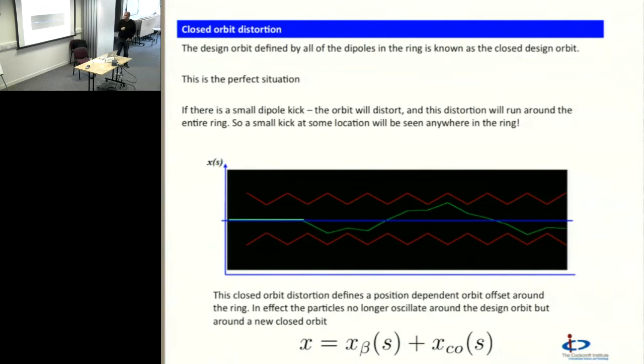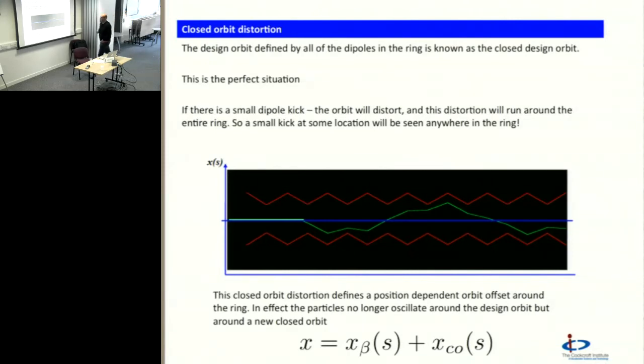That's the perfect situation. Now imagine you have a small dipole kick. This orbit will distort slightly, and the distortion will run around the entire ring. So if I have a small kick in my accelerator at just one location, I'll see the effect of it around the entire ring as the kick oscillates around the ring, because we have periodic focusing.